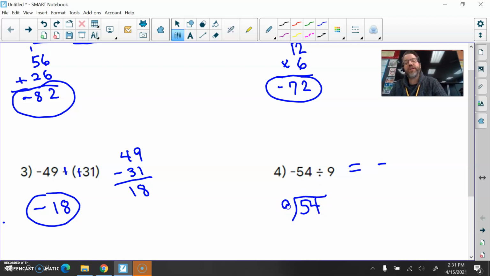And this is one that we should have memorized. It is 6. As you can see here, 6 times 9 does equal 54. And since I have one negative sign in the original problem, my answer will be negative as well. So it's negative 6.